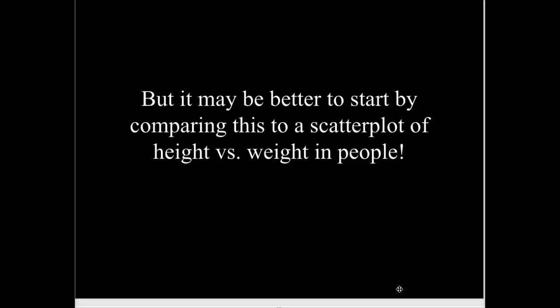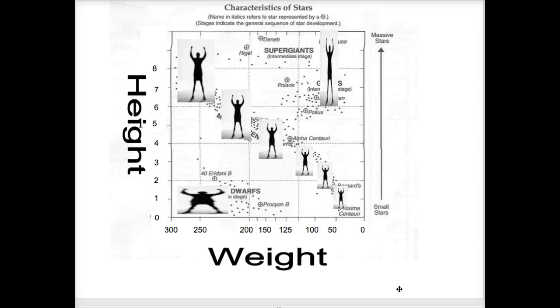But to start off, it may make more sense if we refer to a scatter plot of height versus weight in people and compare this to the HR diagram. So here is a diagram where we have weight on the x-axis and height on the y. The unique thing about this diagram and the HR is that the lower numbers are on the right for the x-axis, and as you go to the left, the numbers get bigger. So in this scatter plot, we can see that different people have different weights. So we have all the dots representing the height and weight of different people that were measured.